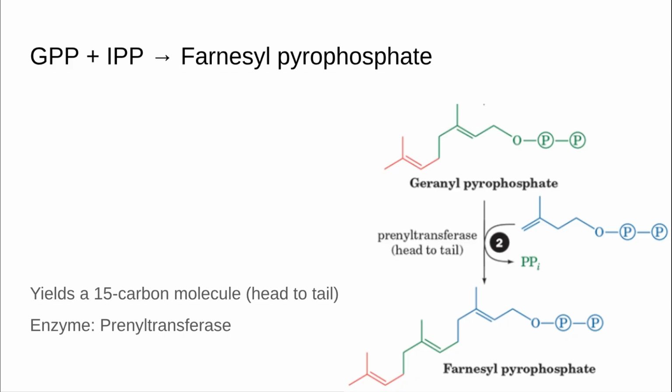We then have geranyl pyrophosphate being added with isopentenyl pyrophosphate, and this forms farnesyl pyrophosphate, which is a 15-carbon molecule. And this is another head-to-tail condensation reaction.